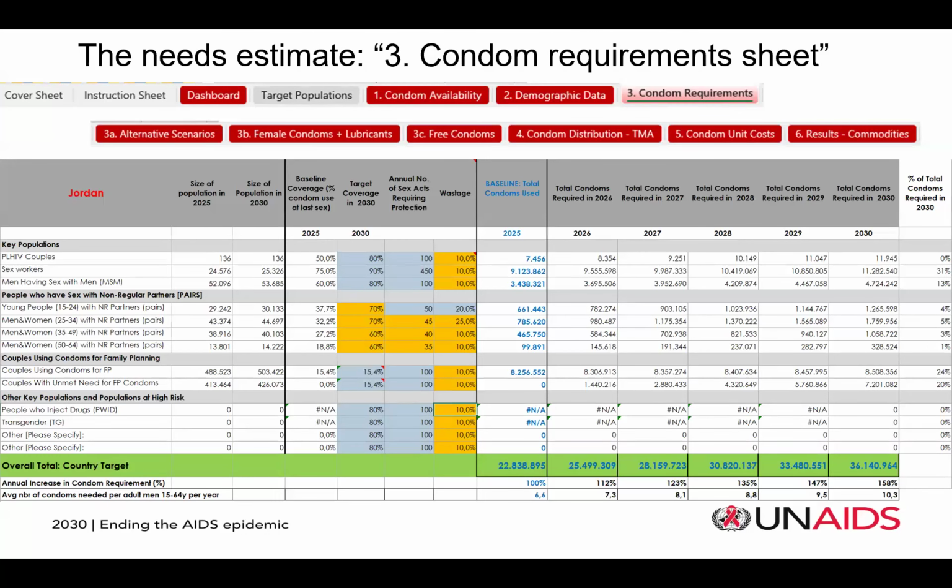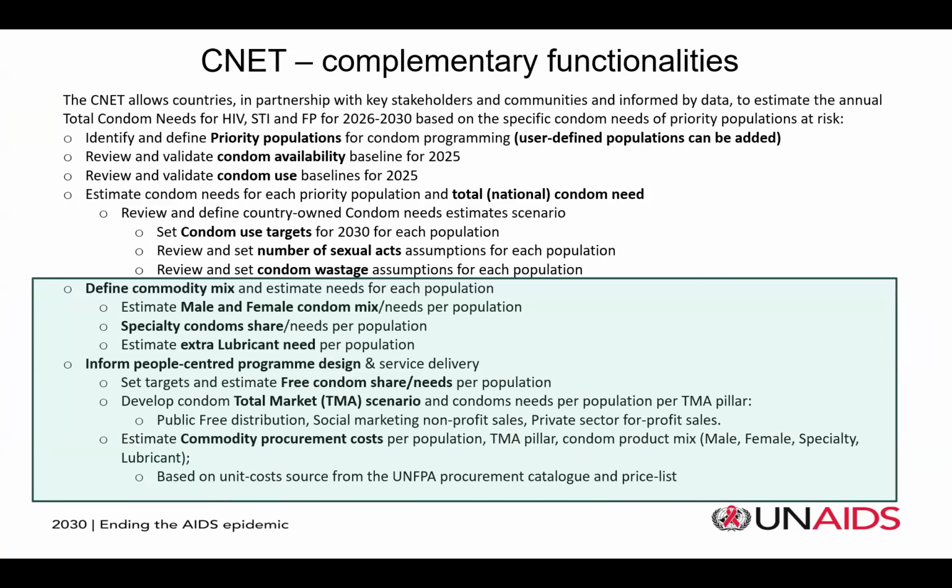Here you see the configuration of CNET, which is the same as for the Spectrum needs estimation tool. That's why I'm not walking you through it again. It's an Excel spreadsheet with a number of detailed tabs. It has functionalities to identify priority populations. It has a baseline validation facility that is a bit more detailed, so it estimates availability based on available use or other data. It then helps set condom targets.